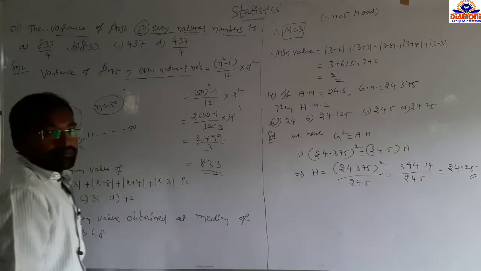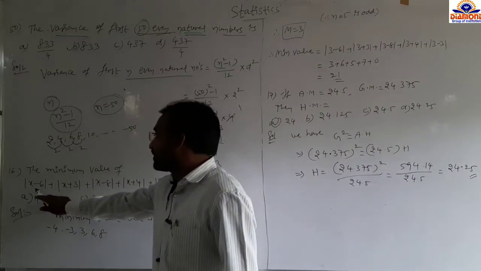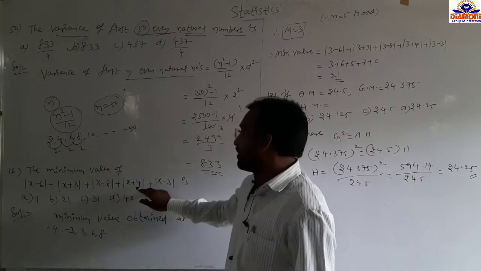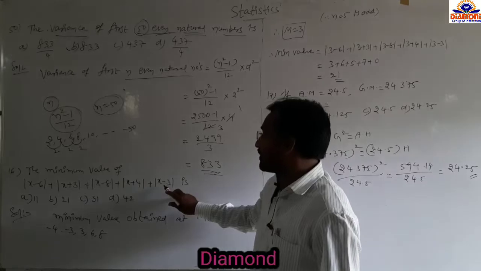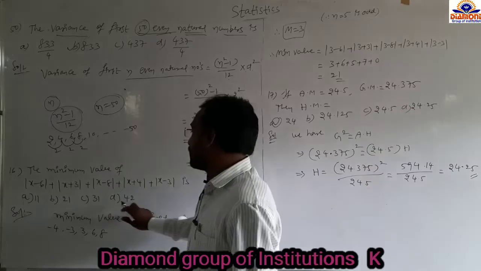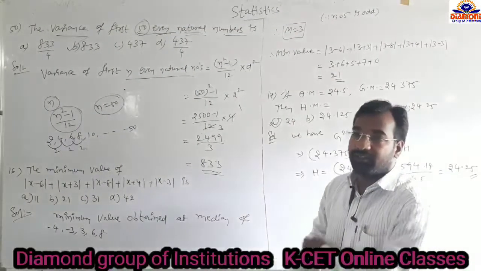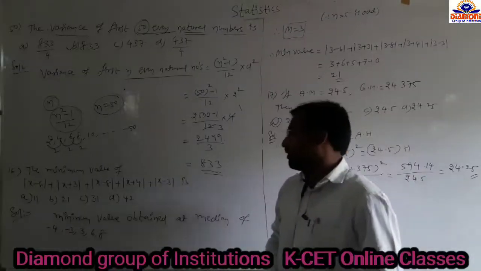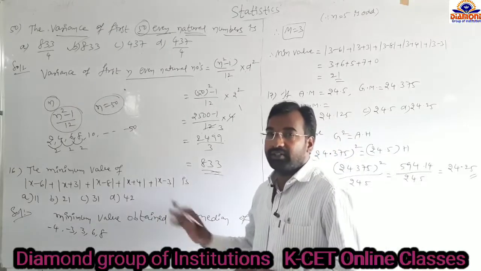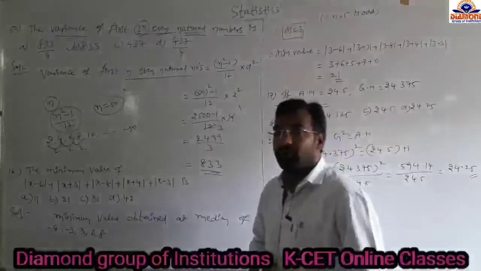Next problem. The minimum value of modulus of x minus 6 plus modulus of x plus 3 plus modulus of x minus 8 plus modulus of x plus 4 plus modulus of x minus 3 is: option A 11, option B 21, option C 31, option D 42. For calculating the minimum value of modulus functions, it depends on the median. So we have to find the median of the observations. Substitute that median value in place of x, and you get the minimum value.